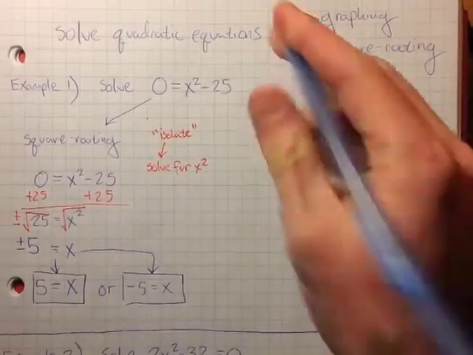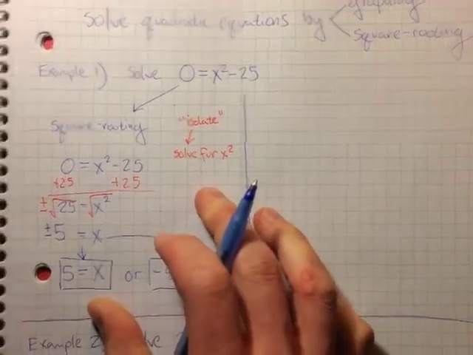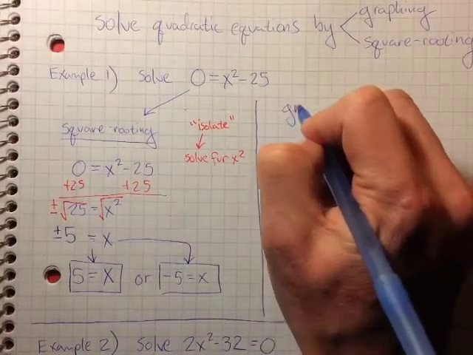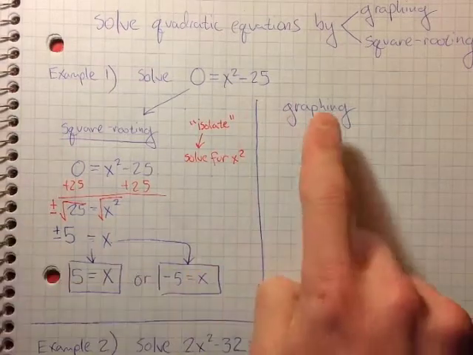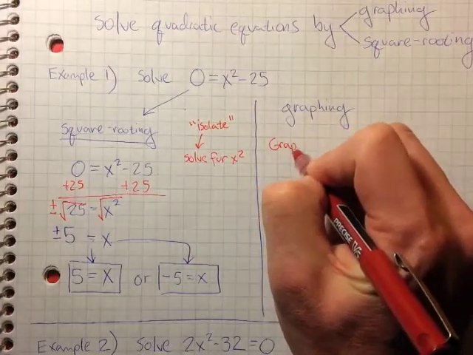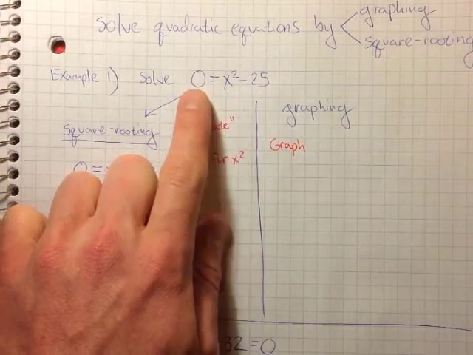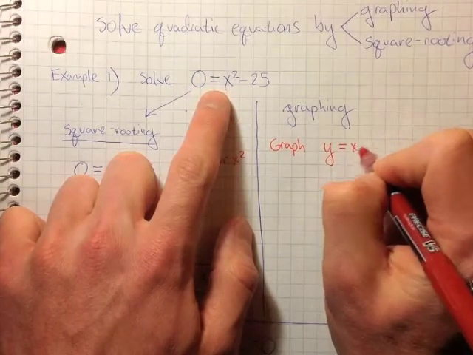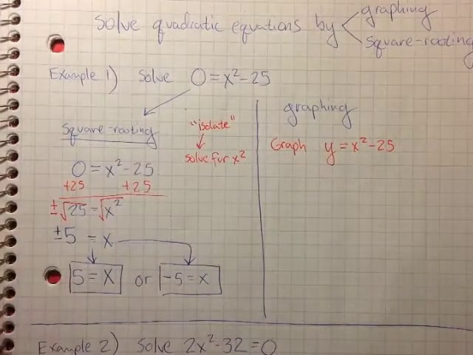Now let's look at the second way to solve quadratic equations. The first way we learned was by square rooting. Now we're going to learn by graphing. The first step to solving a quadratic equation by graphing is to graph this, but with a y here. So we're going to graph y equals x squared minus 25. Let's do that in our calculators.